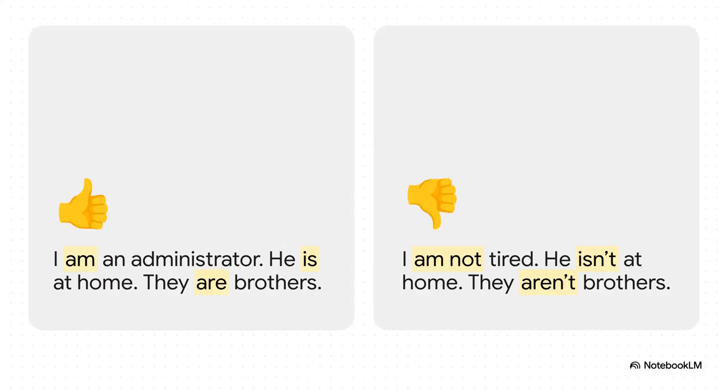All right, but what if you want to say something is not true? This is a piece of cake. You literally just add the word not right after the verb. So I am becomes I am not. He is becomes he is not. Or even better, you can squish them together to make he isn't. Same with they are, it becomes they aren't.